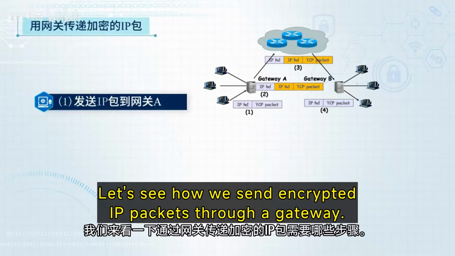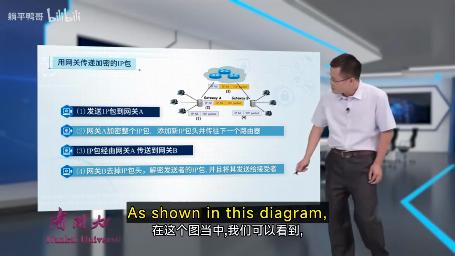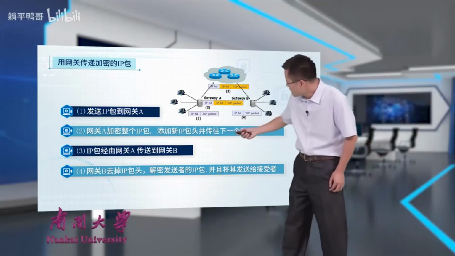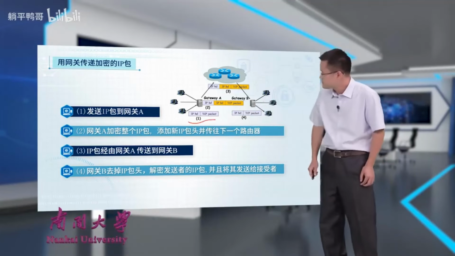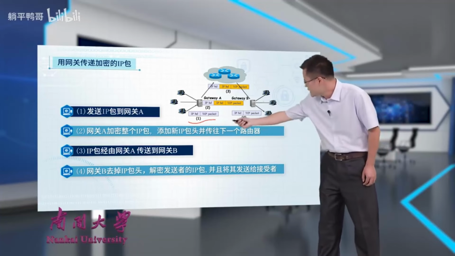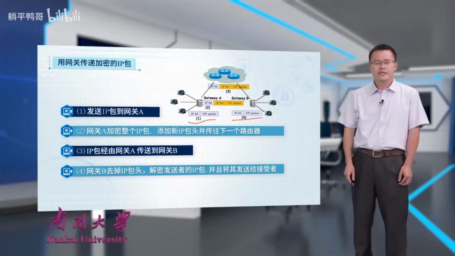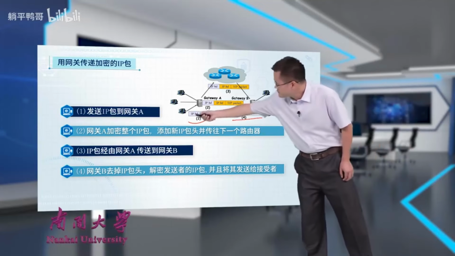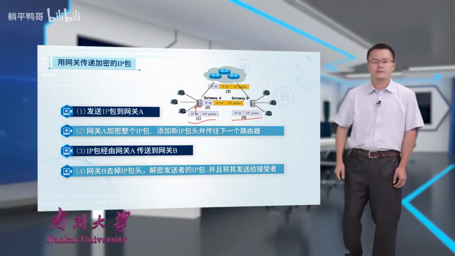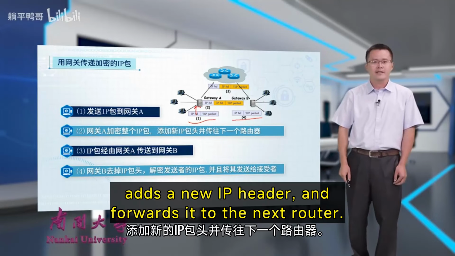Let's see how we send encrypted IP packets through a gateway. As shown in this diagram, IP packets must be routed through a gateway to reach their destination. Let's examine the process step by step. Step 1. Send the IP packet to the gateway. Step 2. Gateway A encrypts the entire IP packet, adds a new IP header, and forwards it to the next router.